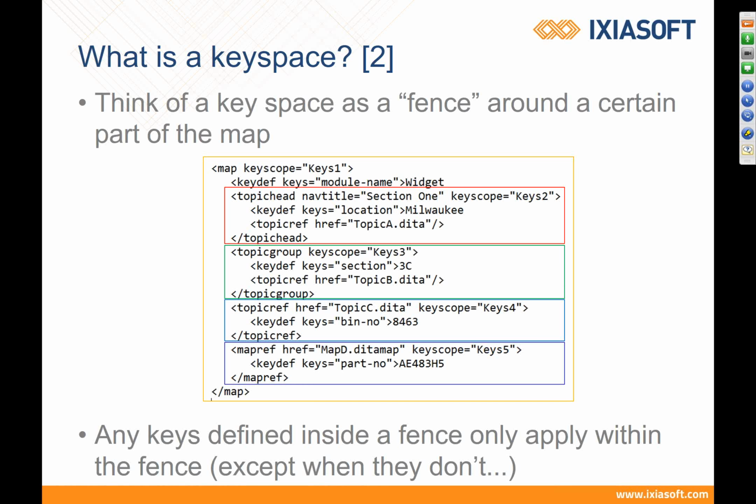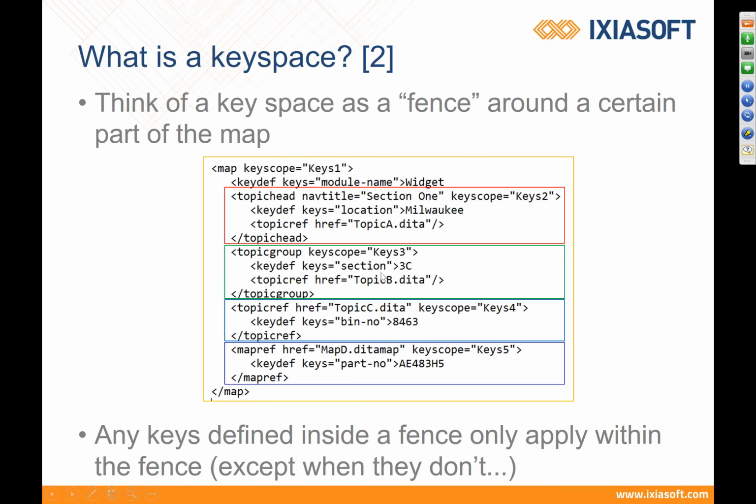So, going back to what is a key space, you can think of a key space as a fence around a certain part of the map. To go back to the example we looked at a minute ago, there are 5 key spaces in this map. There are 5 fences in this map, and I've drawn them here. The first key space is the topic head. The second key space is the topic group. The third, topic ref. The fourth, the map ref. And then a big fence that encloses all of those smaller fences, which is the fence around the entire map.